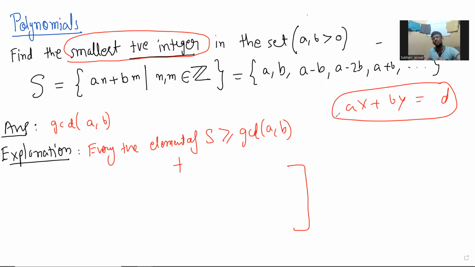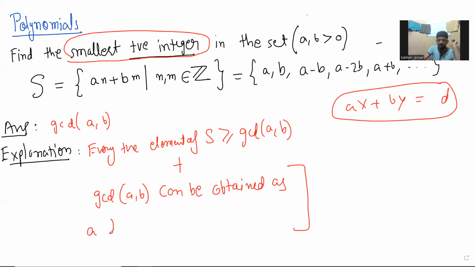How did we prove it? So, yeah, some linear combinations, right? We did it in several ways, in fact, earlier, but let's not get into it. So, what to write in explanation is that the GCD of A comma B can be obtained as a linear combination.